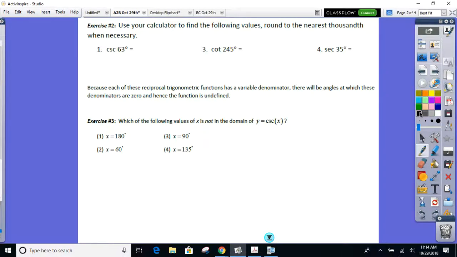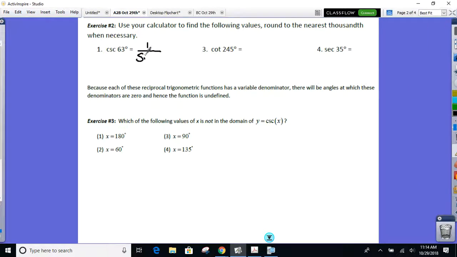So you're going to take the sine of 63 and flip it. So here's what you're telling me you're doing. 1 over sine of 63. Take the sine value of 63 and flip it. Can everyone do that on their calcs? I think so. Go right ahead. 1 over the sine of 63.